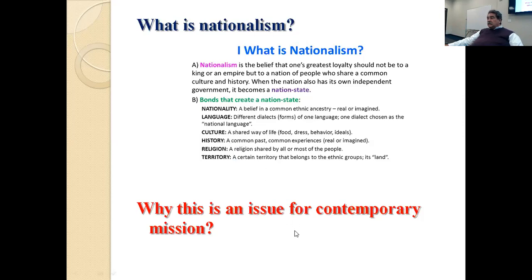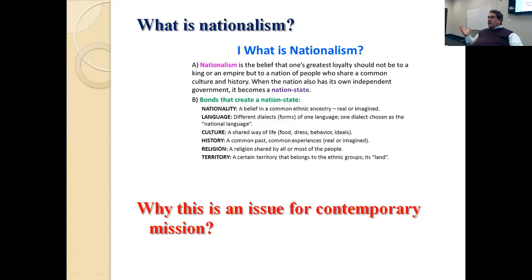Languages. Yes, having one common language helps, but in the Persian Empire, the official language was Persian, but people were allowed to have their own ethnic languages too. Culture, having a shared way of life, history, religion.